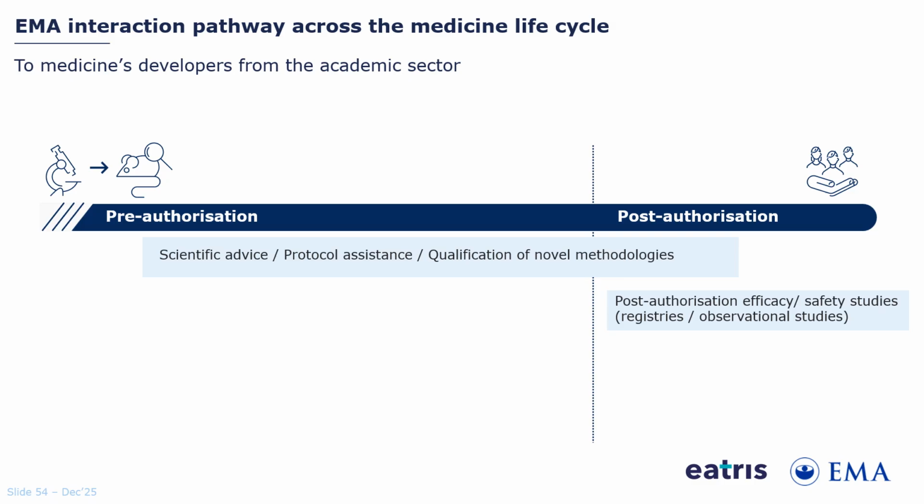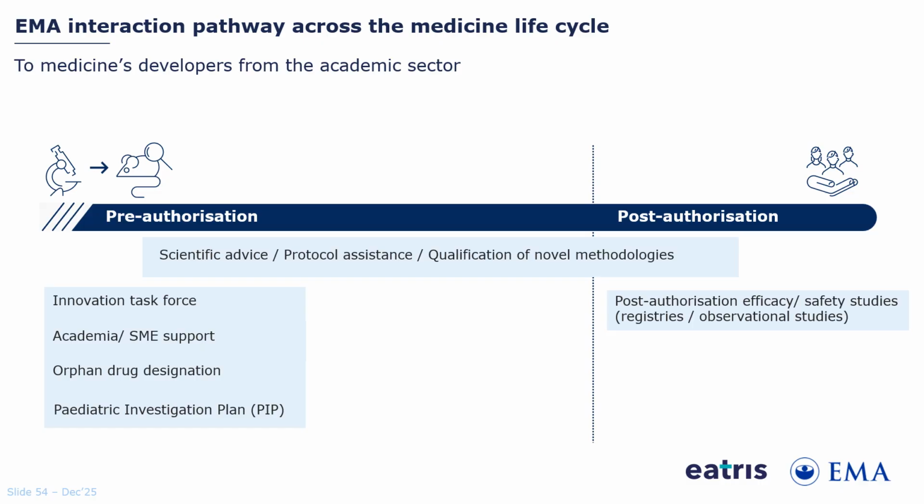For instance, the Innovation Task Force offers a platform for early dialogue on innovative products and methodologies, while the SME and Academia Office provide targeted support for small enterprises and academic research groups and organizations for all products and developments. If you're developing a treatment for a rare disease, applying for orphan drug designation can ensure access to important incentives, such as market exclusivity against similar products and reduced fees for scientific advice, also known as protocol assistance.